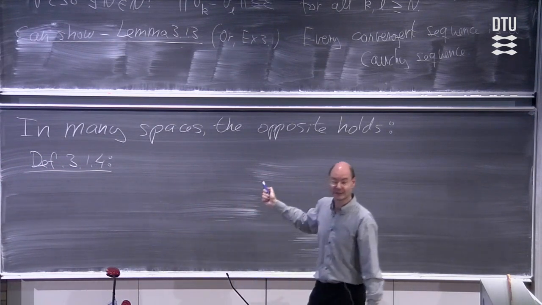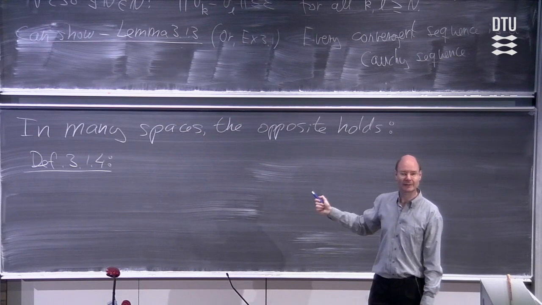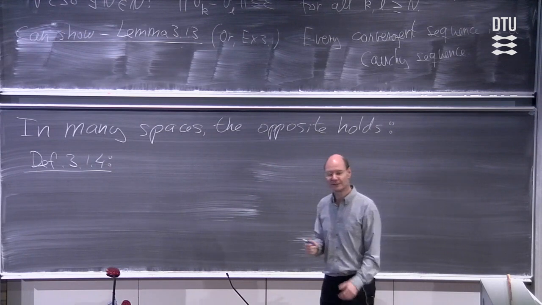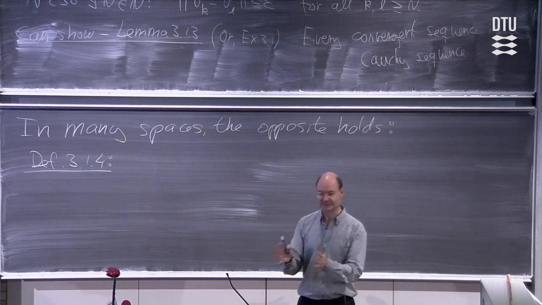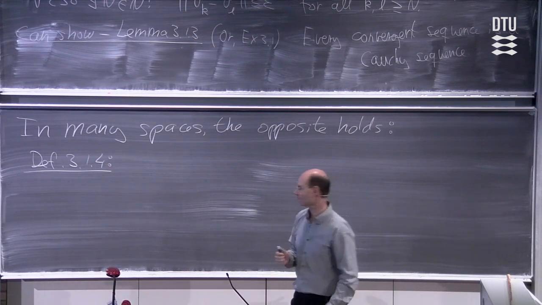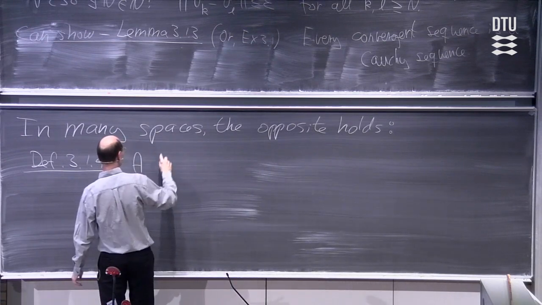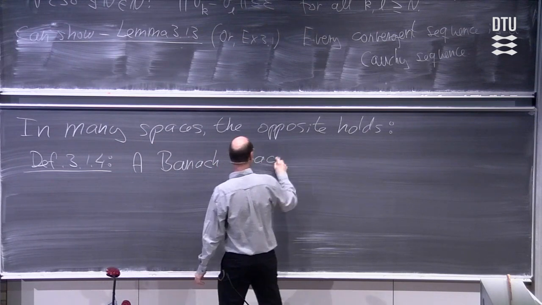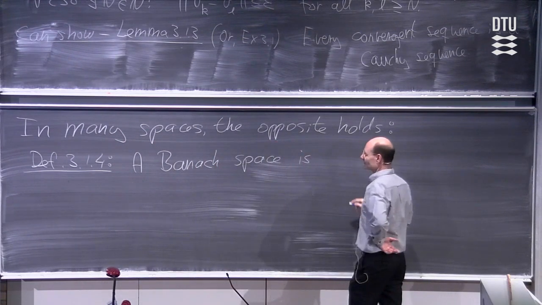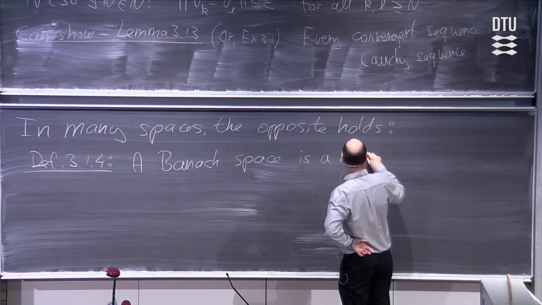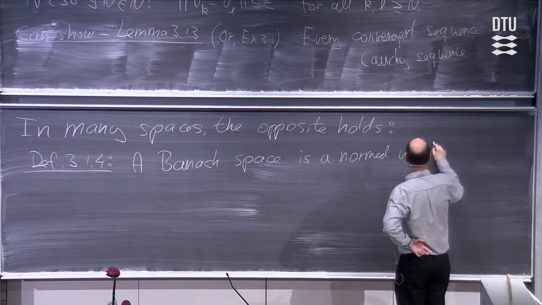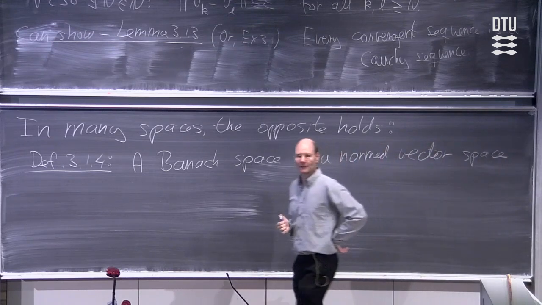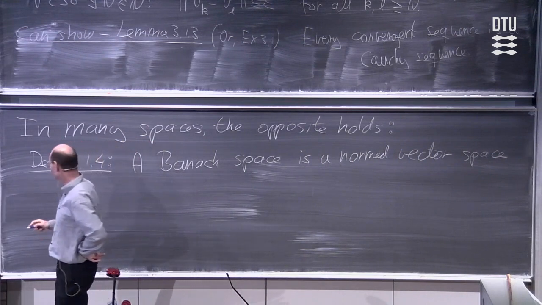So what I will do here is to say a Banach space is simply a space for which all Cauchy sequences are convergent. So we did not prove anything, we just state that this is the class of spaces we want to look at. So a Banach space is a normed vector space that has the property that all Cauchy sequences are convergent.